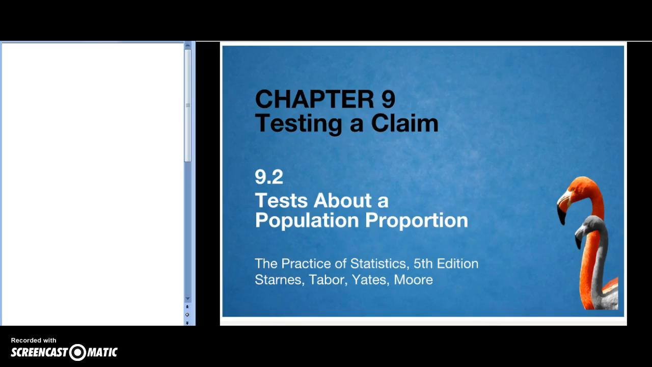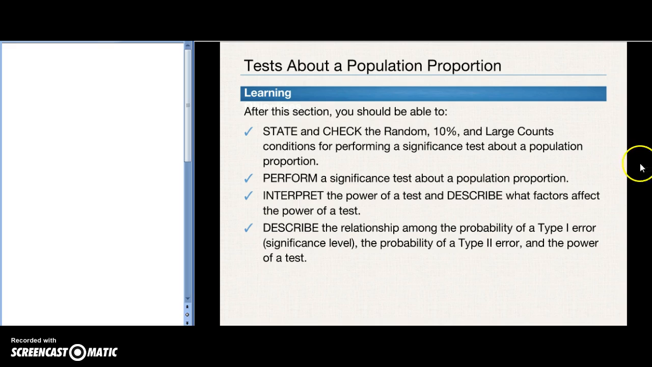Hi, so this video is about section 9.2, or at least part of it, where we are going to specifically focus on doing a significance test about a population proportion. We're going to go through our conditions again. They're actually exactly the same as our confidence intervals.